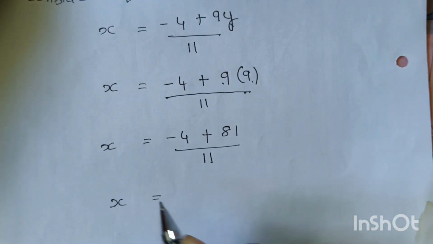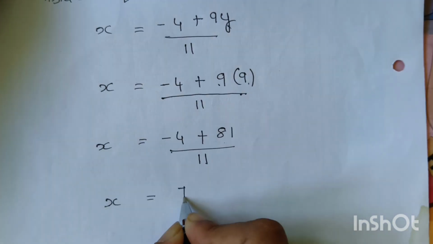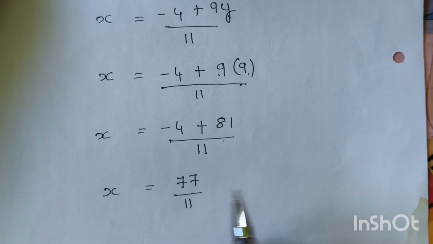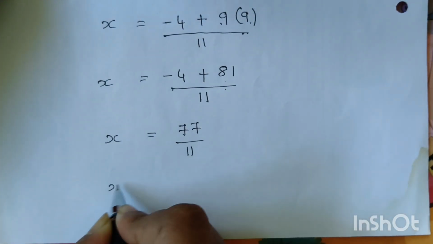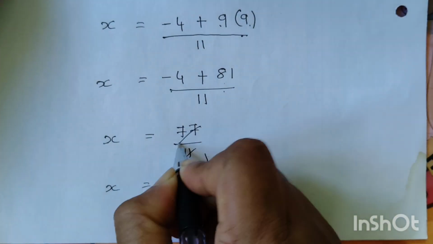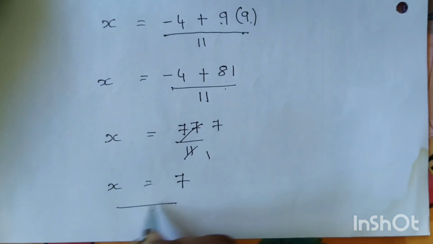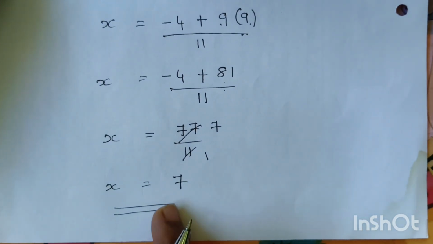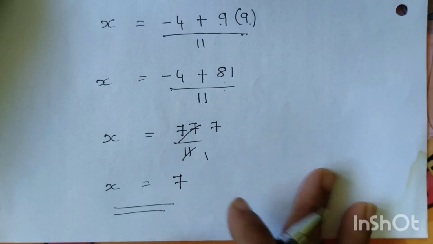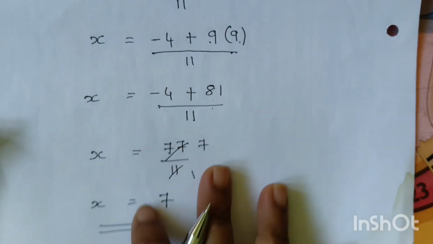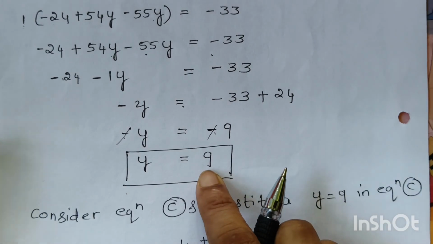X is equal to minus 4 plus 81 is 77 divided by 11. X is equal to 11 ones are 11, 7s are 77. Therefore, x is equal to 7. We got the value of x as 7. Now we got both the value of x and y, right?